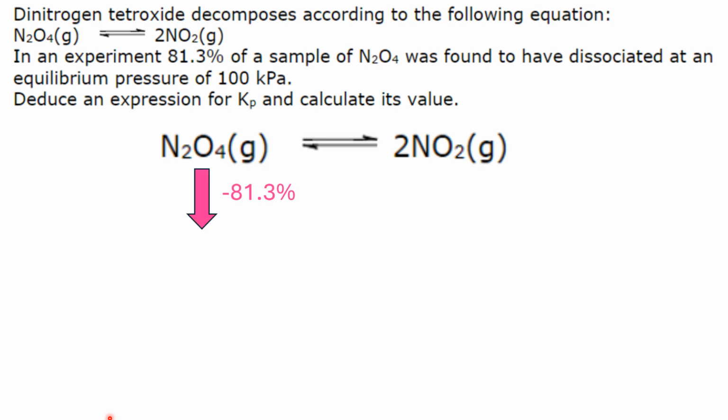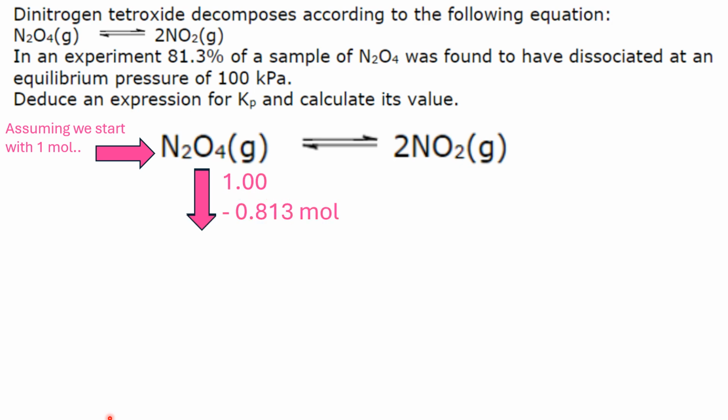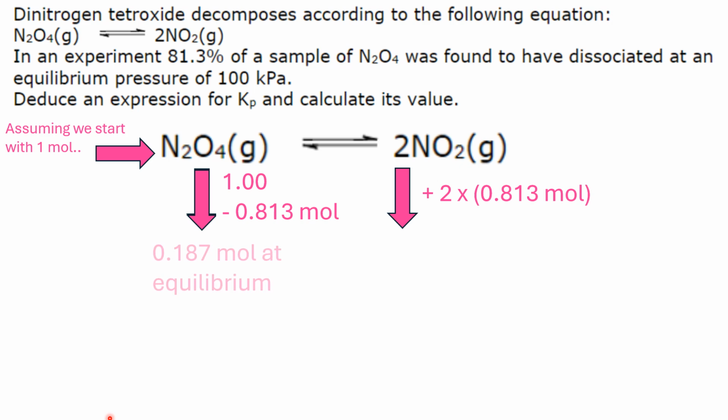So if we imagine we're losing 81.3%, and we start with 1 mole. It doesn't tell us how many moles we actually have. So we can just say 1 minus 0.813. 0.813 is a decimal as a percentage of 1, isn't it? So that gives us the opportunity to then work out the number of moles of NO2. If you've got 1 mole of N2O4 reacting, you'll have 2 moles of NO2 being made.